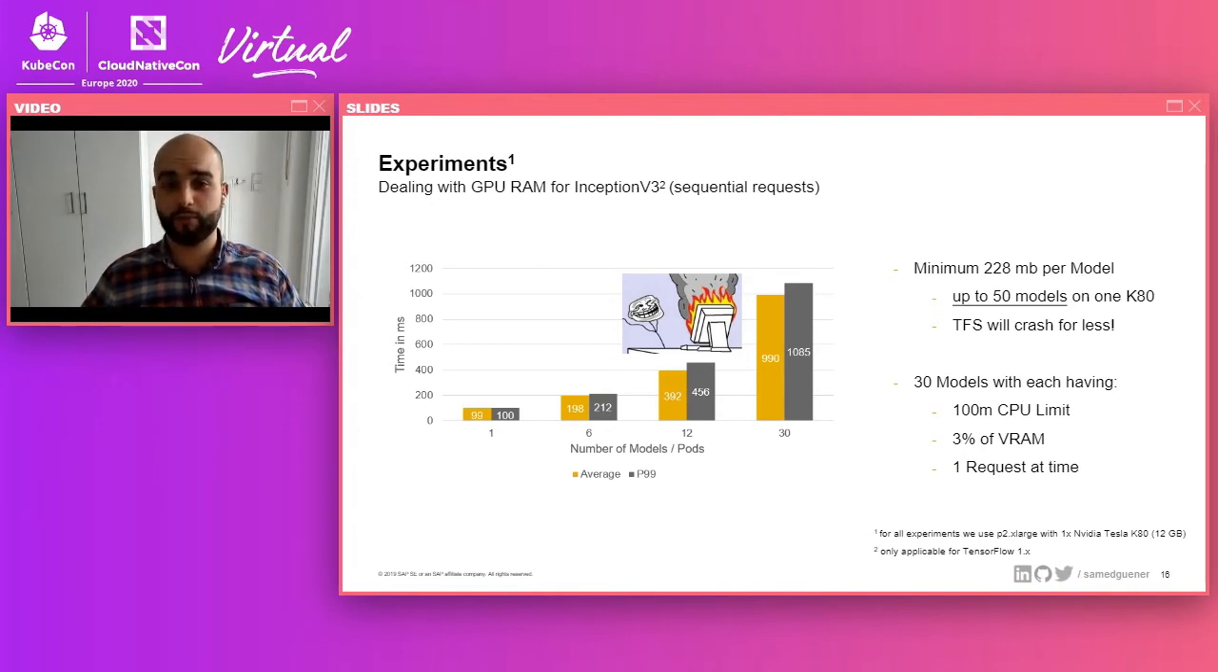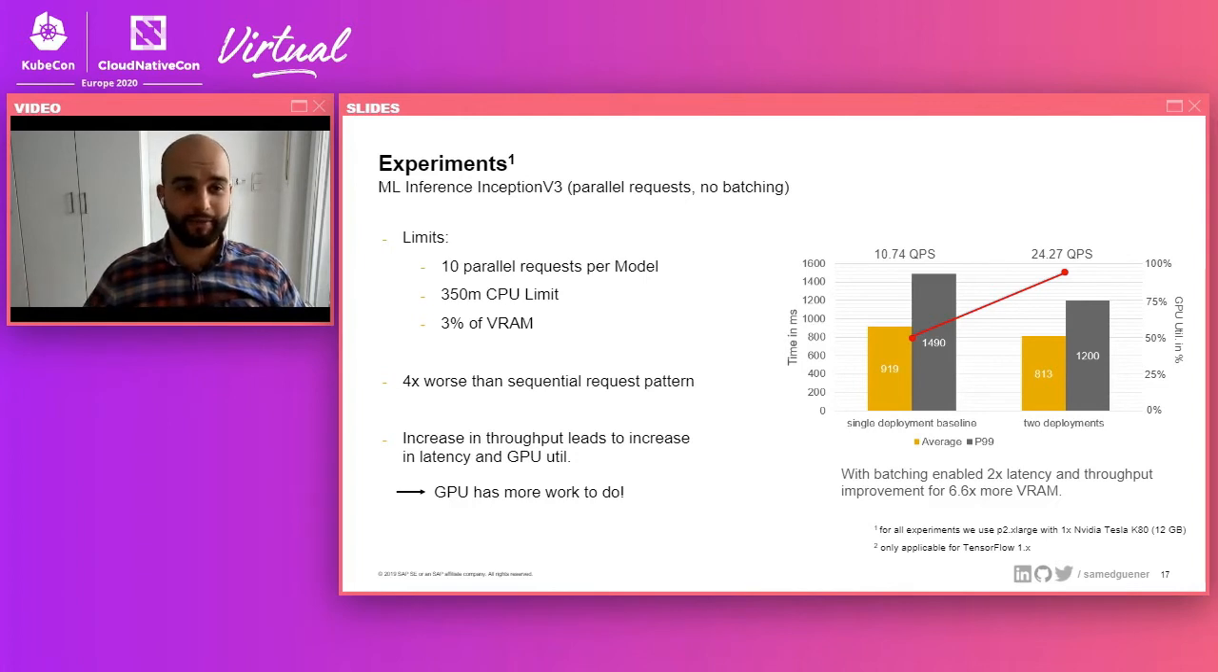Nevertheless, with 30 models, the P99 response time worsened only by a factor of 10 compared to a single deployment. In our opinion, this is an amazing way to keep models running which do not have large spikes in the amount of incoming requests. These were quite some interesting results, but we also evaluated, of course, the parallel request pattern. And keep in mind, we are still on our P2 setup with the Inception v3, but this time we let the model process 10 requests at a time. We did not enable batching here to establish a baseline where we could later on compare with batching.